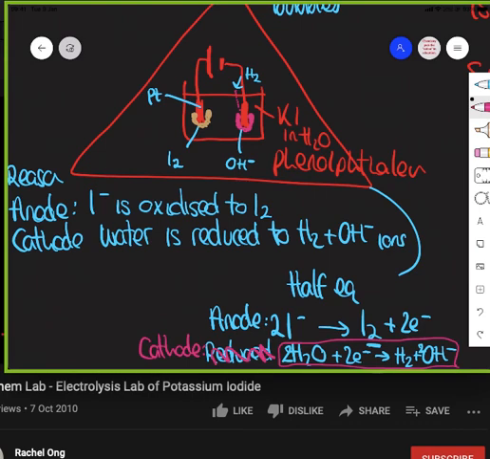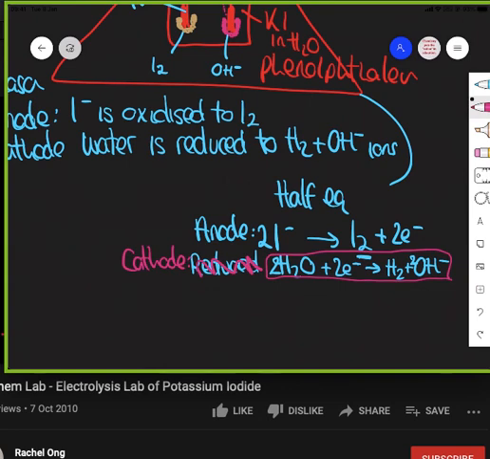Okay? Yes. You know, in the last equation, is it H2 plus 2 OH minus? It is 2H2O plus 2 electrons becomes hydrogen gas plus 2 OH minus. Yeah, thanks. Okay. What are the spectator ions for this one? So the spectator ion is the potassium, K+, because they don't get involved. Thank you. Welcome.